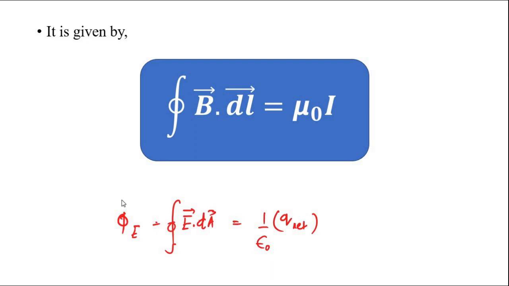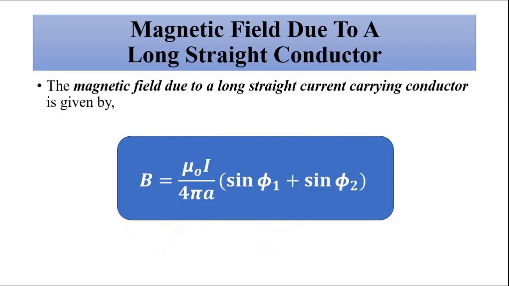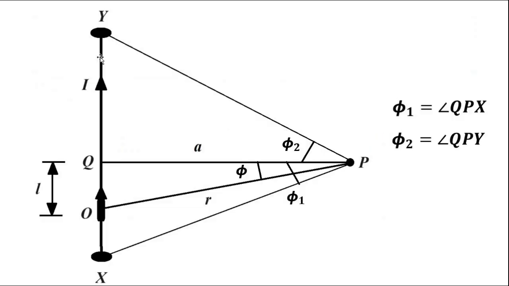Okay, so this is the Gauss law in electrostatics, and this is Ampere's circuital law in magnetic field. Now we will focus on magnetic field due to different types of conductors. So let us say we have the magnetic field due to a long straight conductor. Let us say we have a long straight conductor XY which carries a current I in the upward direction, and we want to determine the magnetic flux density at a point P.